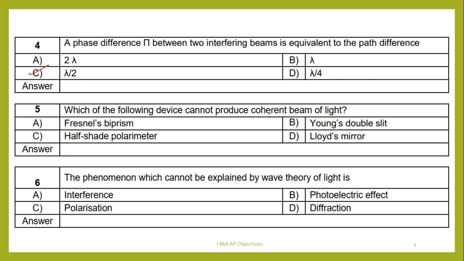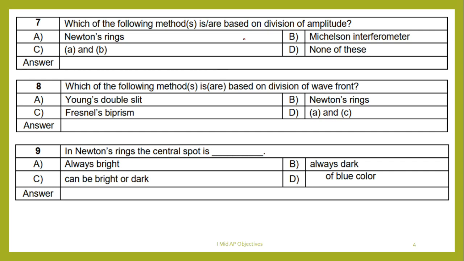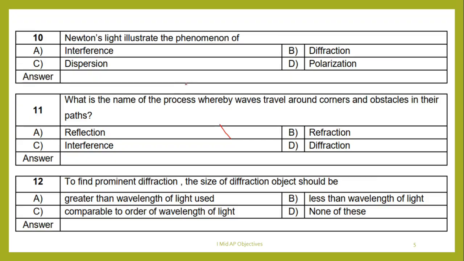Which of the following devices cannot produce a coherent beam of light? Half-shaded polarimeter. Which phenomenon cannot be explained by the wave theory of light? Photoelectric effect. Which of the following methods are based on the division of amplitude? Newton's rings and Michelson interferometer. Which of the following methods are based on the division of wavefront? Fresnel biprism. In Newton's ring experiment, the central spot is always dark. Newton's rings illustrate the phenomenon of interference.